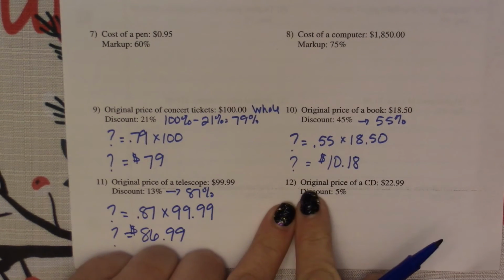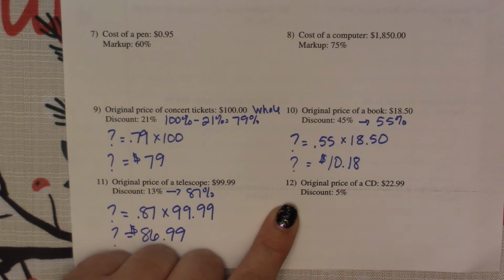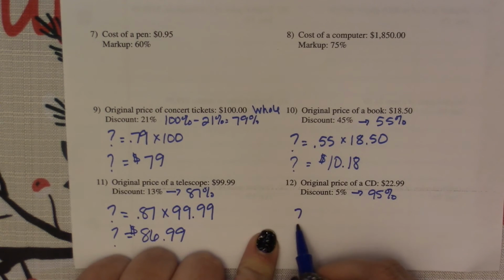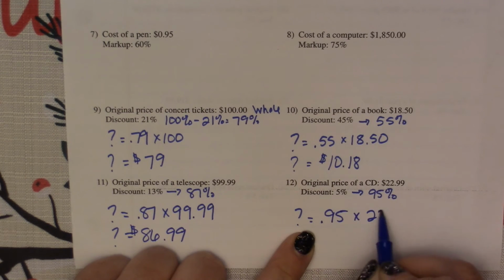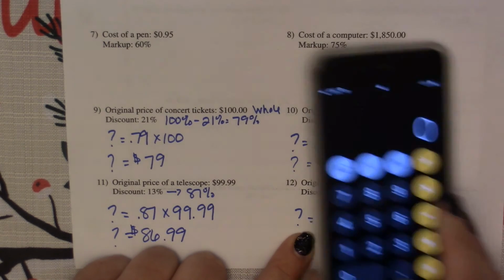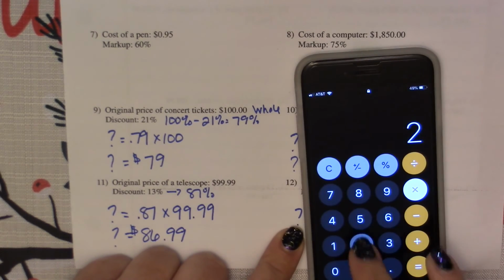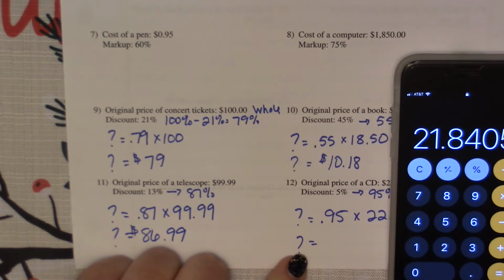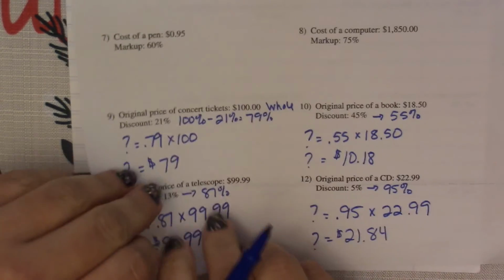Number 12, an original price of a CD is $22.99 with a discount of 5%. So that means our customers are paying 95%. So the part the customers pay is 95% as a decimal, times $22.99. 0.95 times $22.99 gives us a selling price of $21.84.